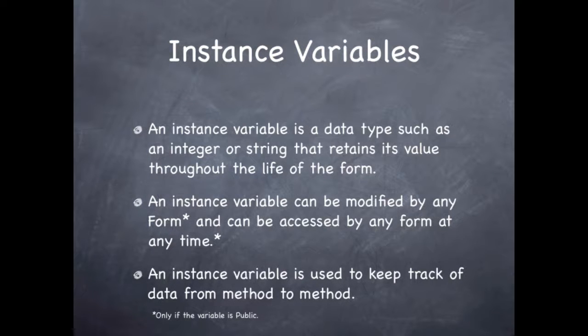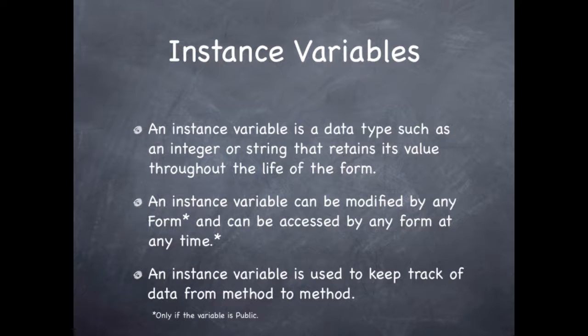An instance variable is a data type, such as an integer or string, that retains its value throughout the life of the form. That means I give the computer a number, say we're using an integer, 5, and sometime later in the program I want to access that and add 2 to it. Say there's a button, and when you click the button it adds 2 to the number. So I want that number to stay there and increase every time I click the button.